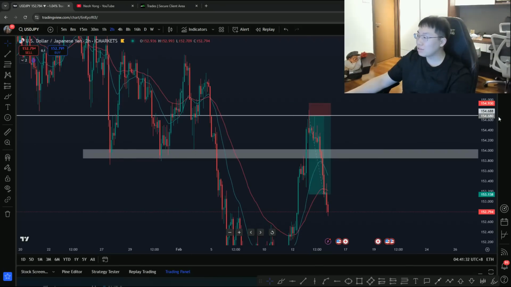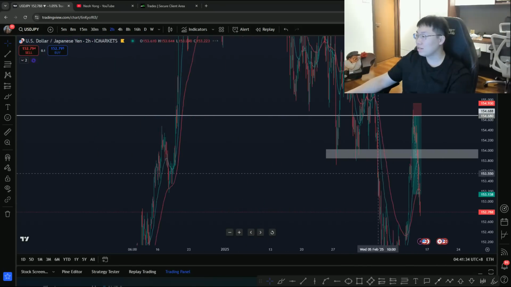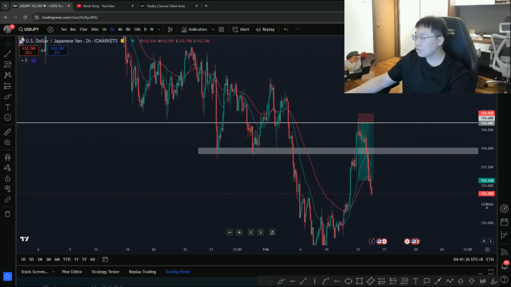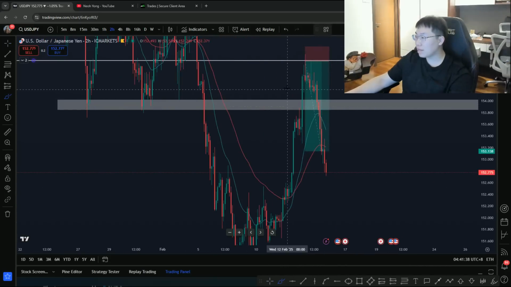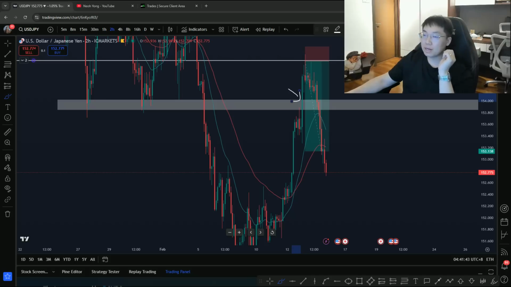So I took my short entry at 154.68, mainly because right here on this specific candle, I was quite fortunate. You know why? Because my initial ideal entry was at 153.95, but right before that, this was actually the CPI candle. That was the CPI candle yesterday, Wednesday, 12th of February.